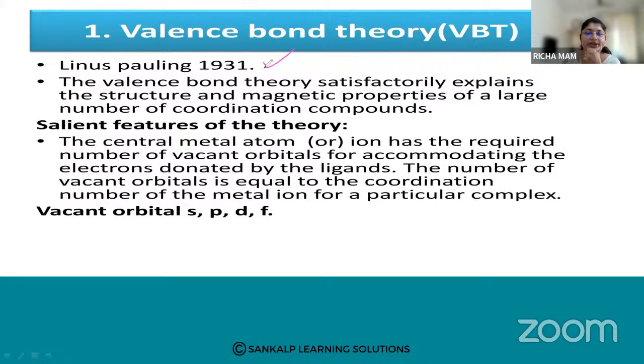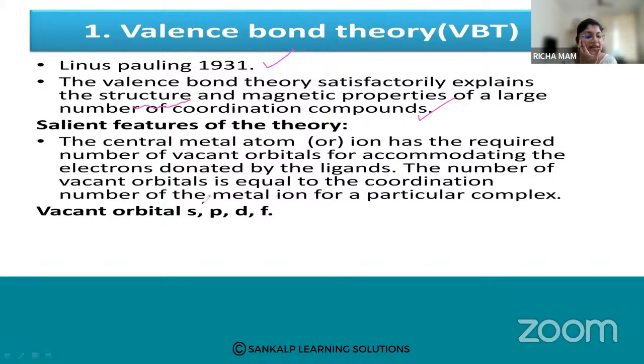He explained the structure and magnetic properties of a large number of coordination compounds. Because Werner's theory could not explain why the structure, why the magnetic property, why it is showing diamagnetism. It could not explain the properties. So a large number of coordination compounds was explained by valence bond theory. Let us see what the postulates given in this theory are.